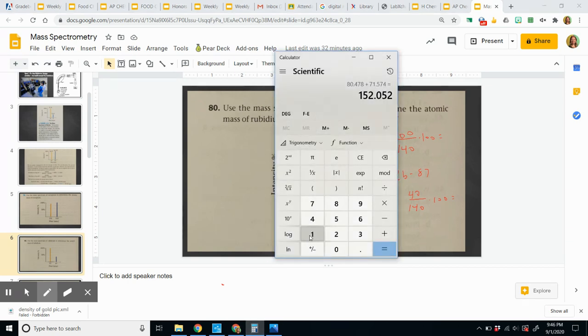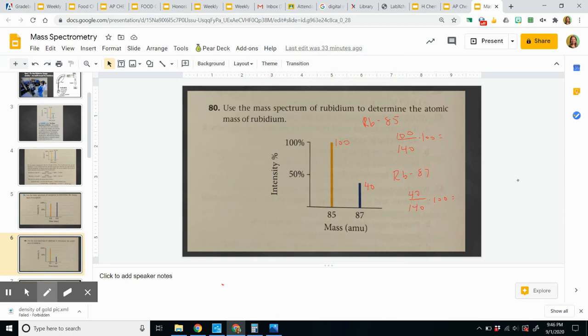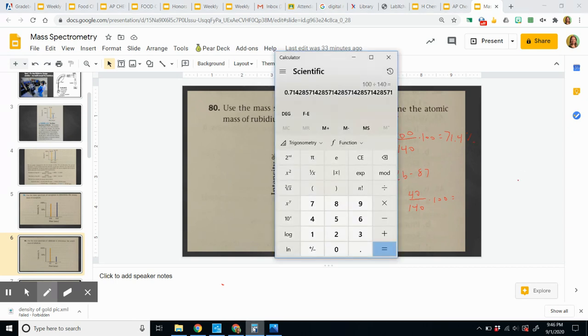Okay, then we need to do these calculations. So let's do 100 divided by 140. 71.4 percent here. And 40 over 140 times 100. 28.5. 28.6%.